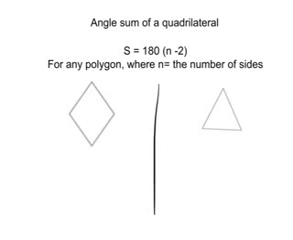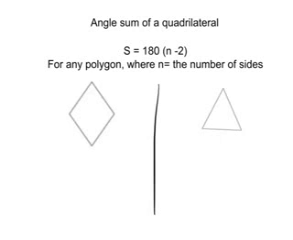Okay, the angle sum of a quadrilateral. Well, we've learnt that in a triangle the angle sum is 180 degrees. So when we add up all the internal angles, we get 180 degrees. In a quadrilateral, the angle sum of the internal angles is 360 degrees. I'm going to show you why.